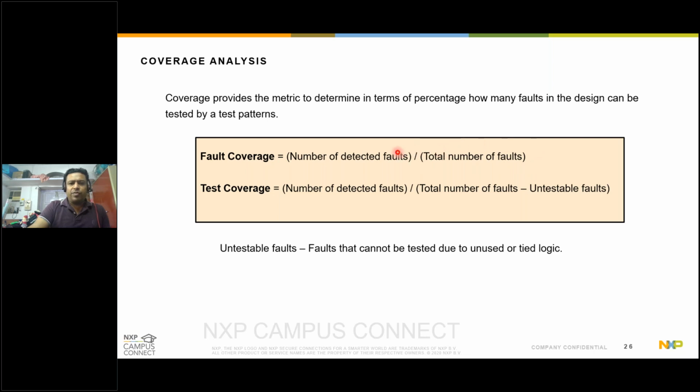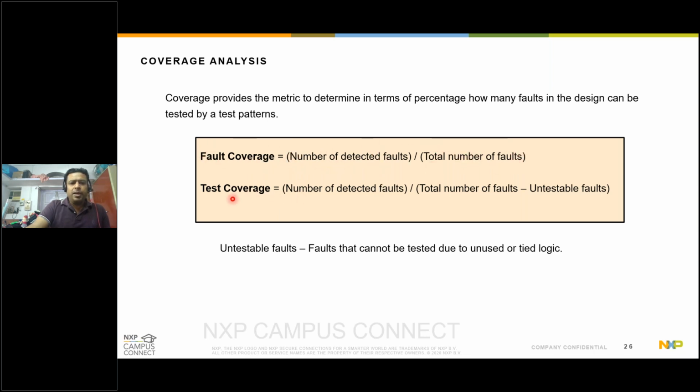And let's say I provide some patterns to test that OR gate, and with that pattern, I'm only able to detect 2 of the faults, right? Or let's say 3 of the faults. So in that case, my fault coverage will become 3 by 6, which is around 50%. Okay, so that indicates that to test that OR gate exhaustively, I will require more patterns. So I will go and generate more patterns till the time I have 100% coverage achieved.